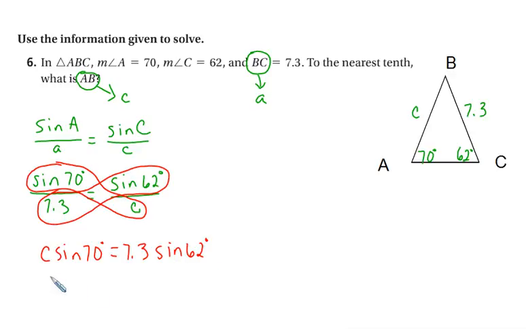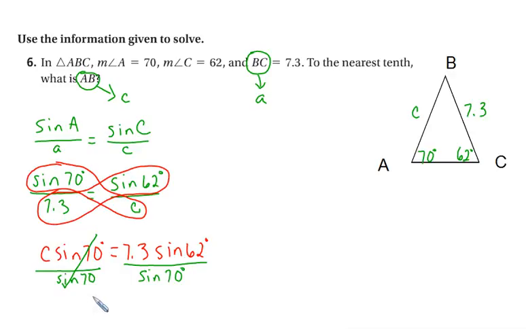Now, to solve for c, we need to get rid of that sine of 70. So we're going to divide both sides by sine of 70. Now, do you have your calculators ready? We're going to put this in our calculator. These will divide out, and we're left with c is equal to 7.3 times sine of 62 divided by sine of 70.